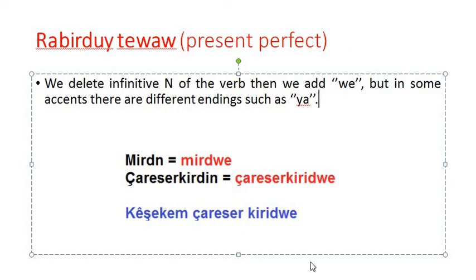Keşakam çara ser kirdua means I have solved the problem. This is present perfect. I have solved the problem. But in Hawleri they say keşakam çara ser kirdia. Okay, but I use keşakam çara ser kirdua. This is Slemani accent.